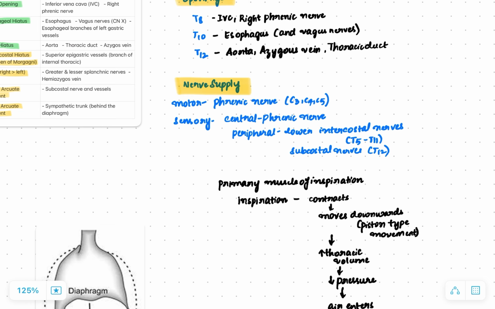Coming to the nerve supply, it has both motor and sensory. The motor part is from the phrenic nerve, that is C3, C4, C5. And for the sensory part, the central portion is also supplied by the phrenic nerve only, but the peripheral sensory part is supplied by the lower intercostal nerves and the subcostal nerves.